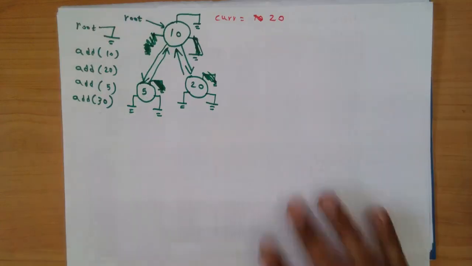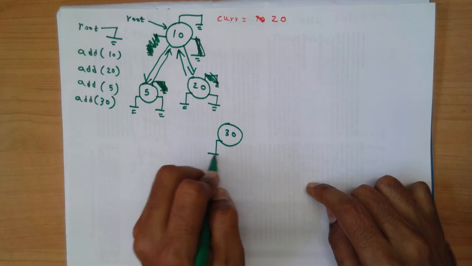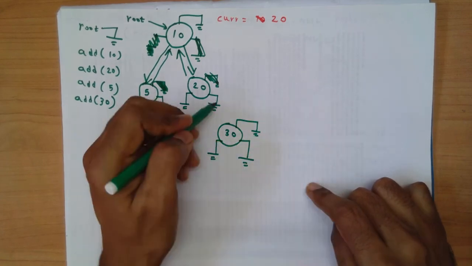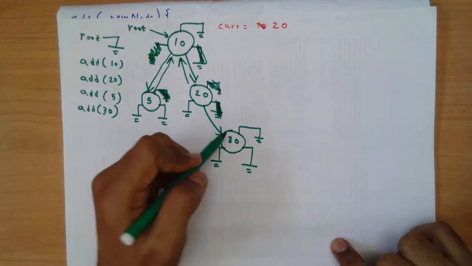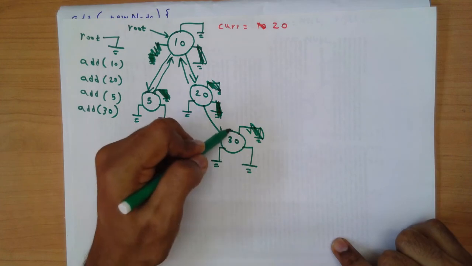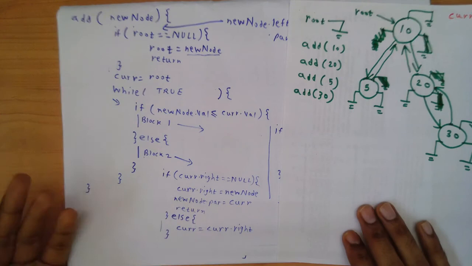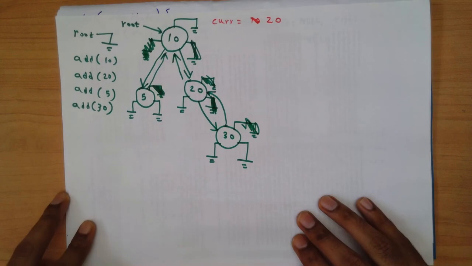So what we'll do is we'll represent our node 30. 30 is well formed, left and right set to null, parent also set to null. But now we'll change the right link of 20 to point to 30, and then we'll change the parent of 30 to point back to 20. Okay, that's what happens here, and then we return. Okay, and that's how the add function works. Okay, and the number of steps required is proportional to the height of the tree.